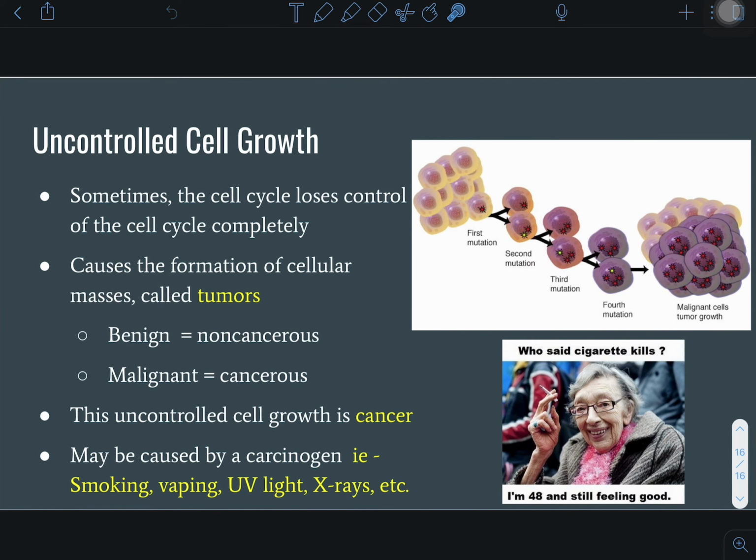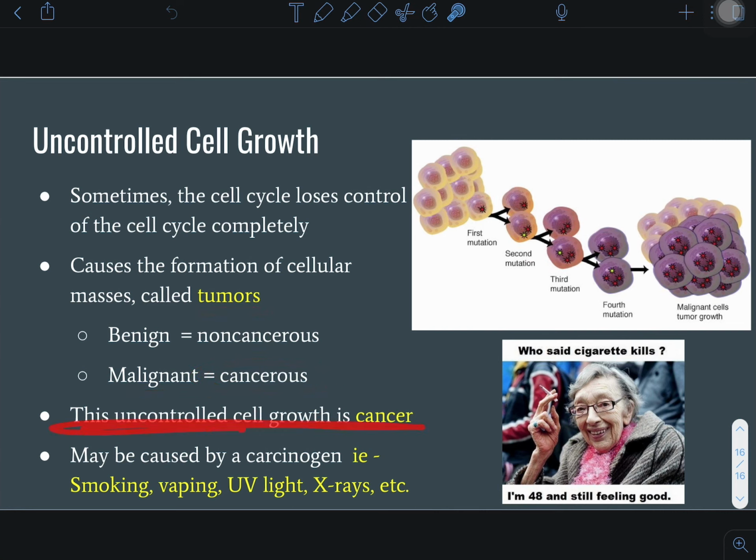Very generically, we talk about uncontrolled cell growth or uncontrolled cell division as cancer. Sometimes the cell loses control of the cell cycle completely, and it forms masses of cells called tumors. There are two types of tumors you've probably heard of: a benign tumor or a malignant tumor. A benign tumor is non-cancerous. They'll do a biopsy to test what kind of cells they are. If a tumor is malignant, it's a form of cancer, or cancerous cells.